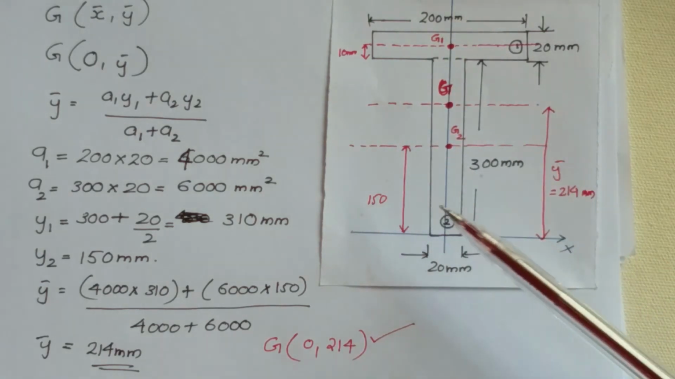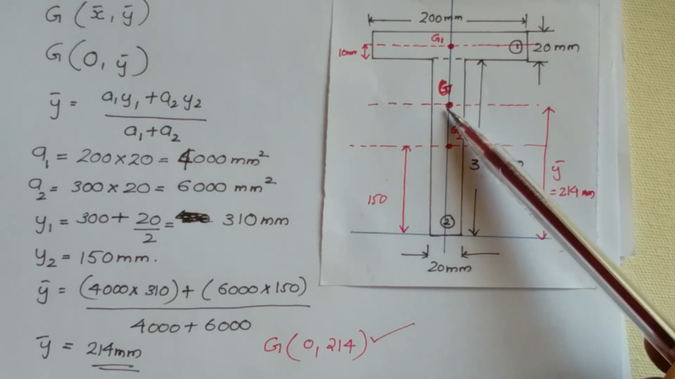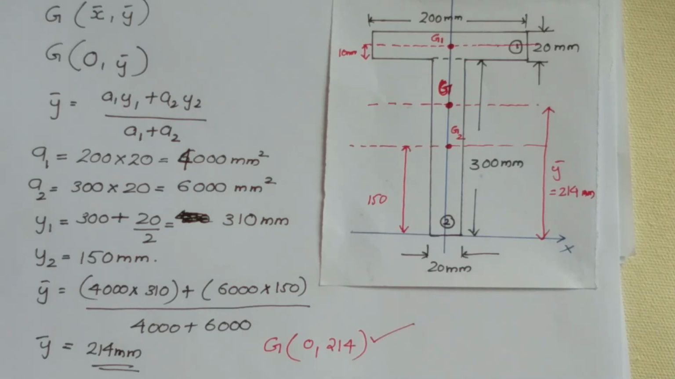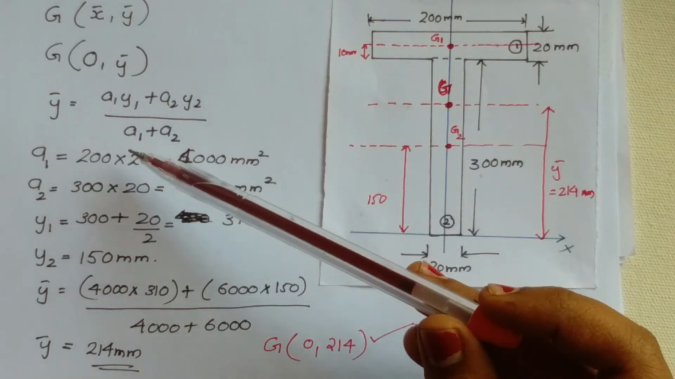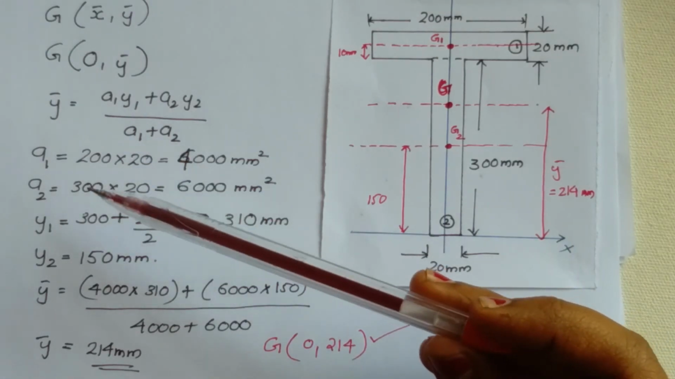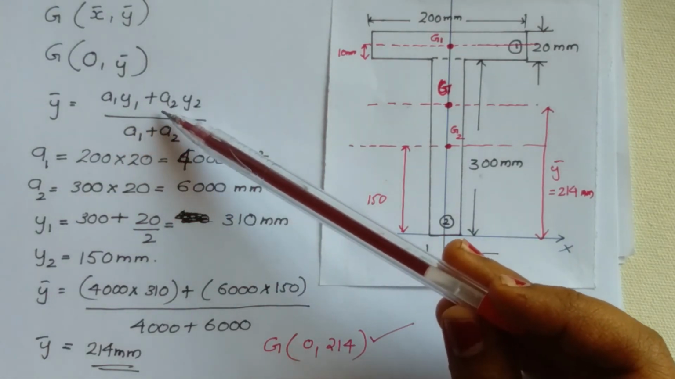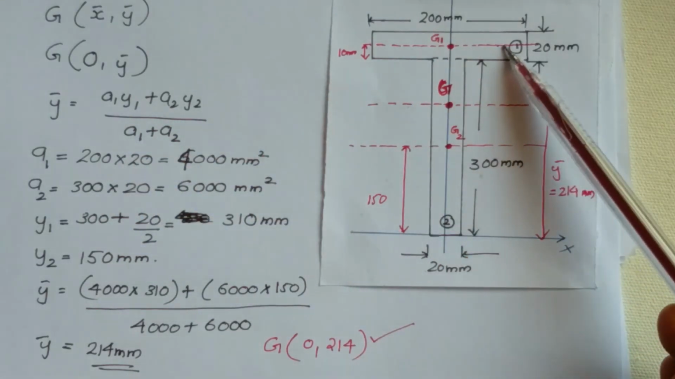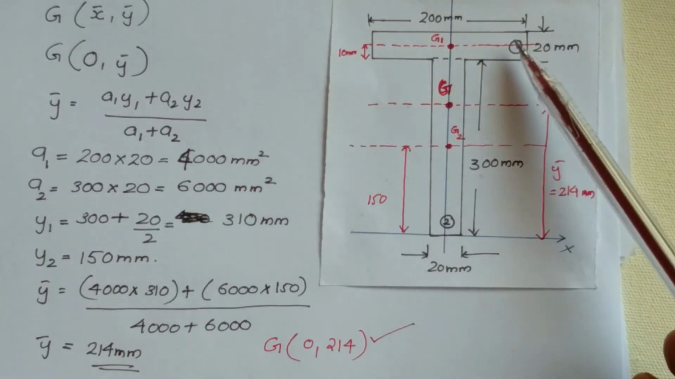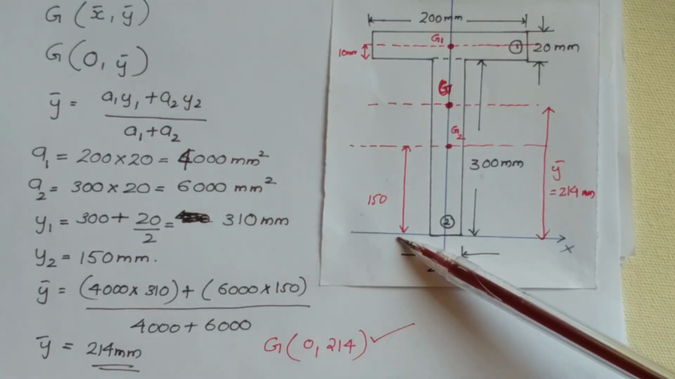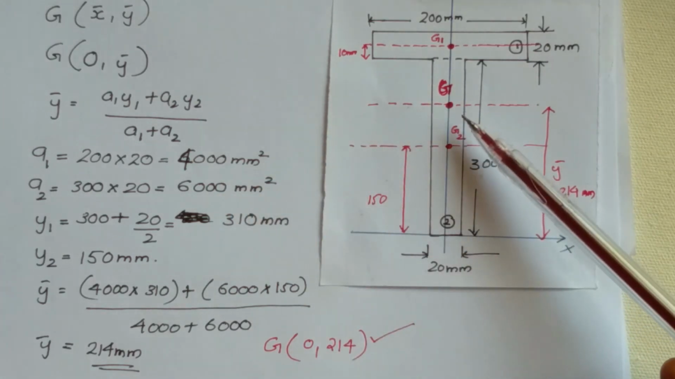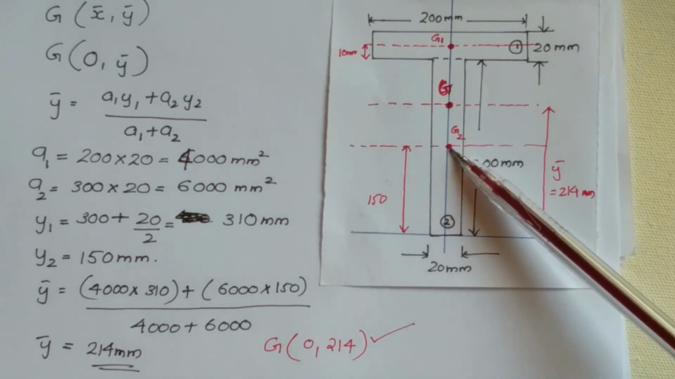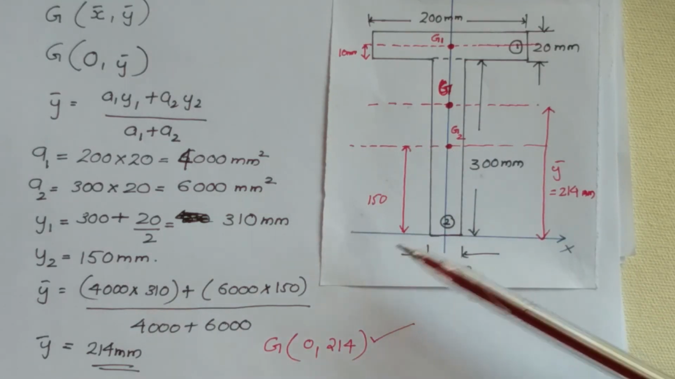So the axis of symmetry is the y axis. The centroid will be a point on the y axis. So x bar will be equal to 0. To find y bar, the expression is y bar is equal to a1 y1 plus a2 y2 divided by a1 plus a2, where a1 is the area of the first figure, y1 is the distance from the centroid of the first figure to the x-axis, a2 is the area of the second figure, and y2 is the distance from the centroid of the second figure to the x-axis.